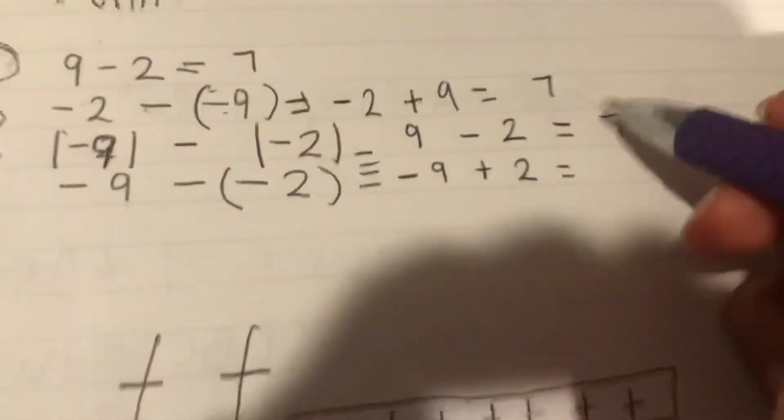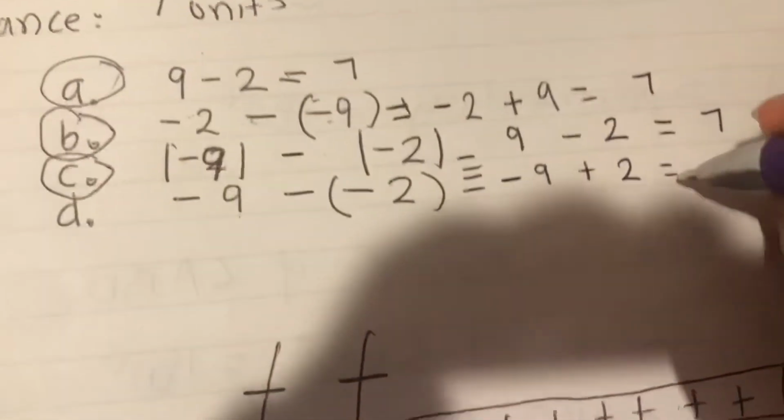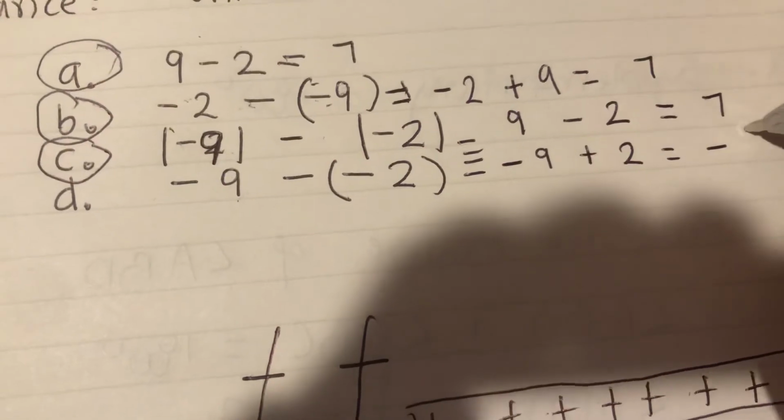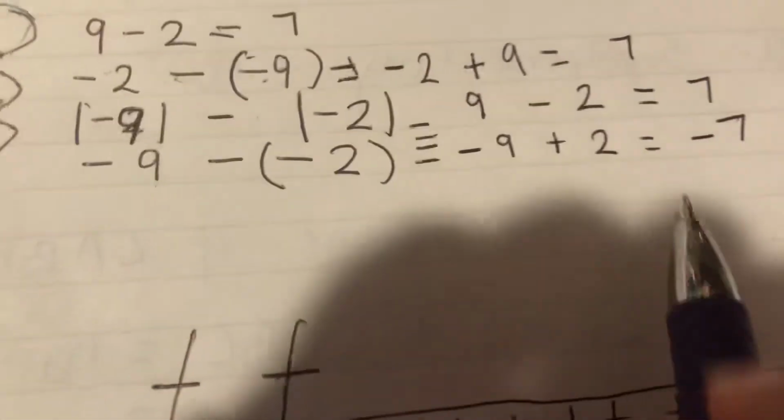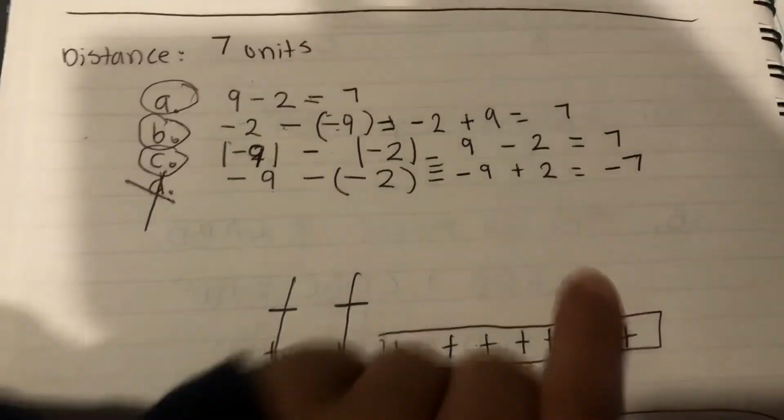You have 9 negatives, 1, 2, 3, 4, 5, 6, 7, 8, 9, and 2 positives. And here, what you're left with, if I draw it out, is 7 negatives. Which makes sense because here you have more negatives. You have 9 negatives. You have more negatives than you do positives. So your answer is -7, not +7. So D does not equal 7 units.